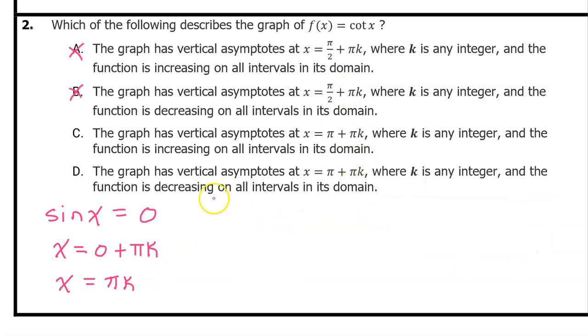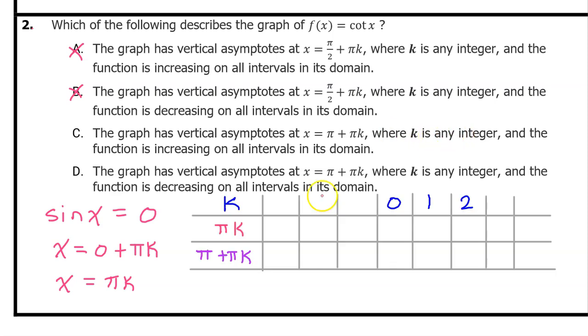So we've narrowed it down to either C or D. The expression pi k, where k is any integer, represents the same set of points as pi plus pi k, where k is any integer. For example, if k is 0, 1, and 2, then k times pi will be 0 pi, 1 pi, and 2 pi. When k is negative 1 and negative 2, pi k is negative 2 pi and negative pi.